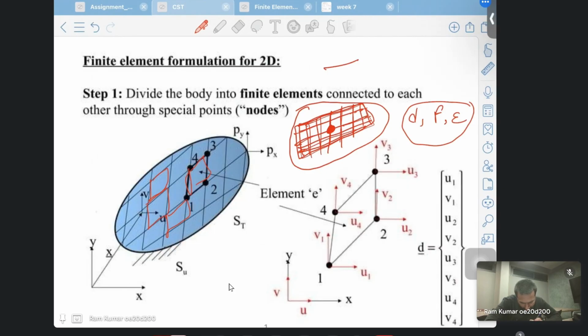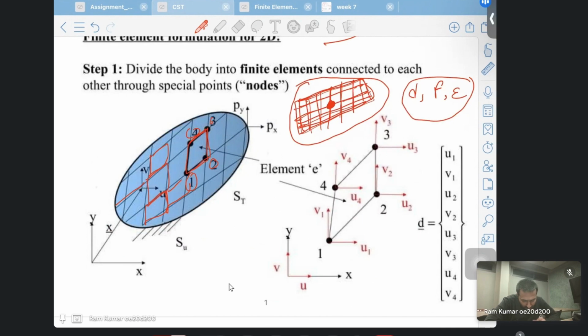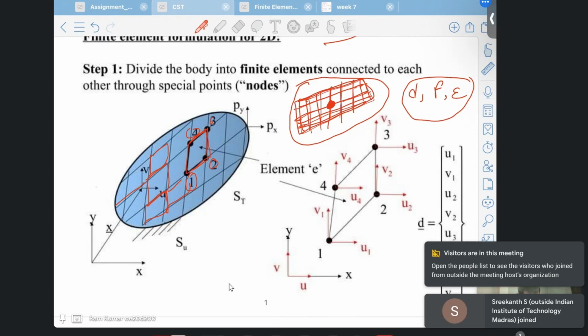Then after that we are going to assemble them to get our actual element. For example, this is one of our 2D elements, and this is one of the small elements. It is having 4 nodes, node 1, 2, 3, 4. This is having a total of 4 nodes. So this is our element.